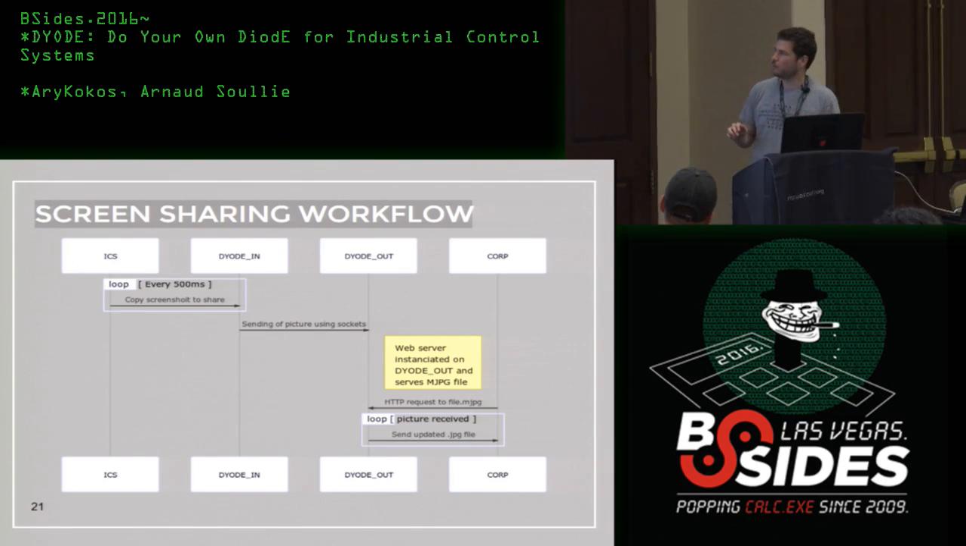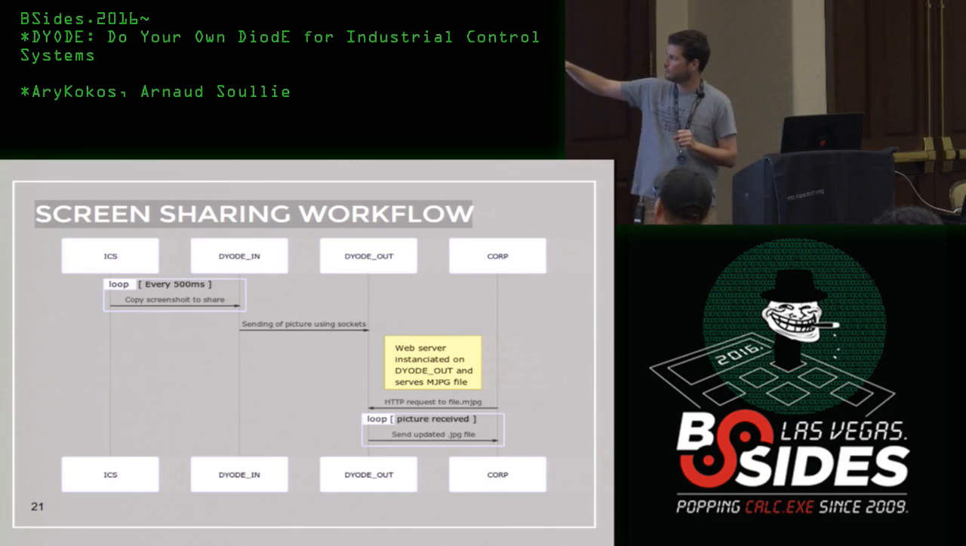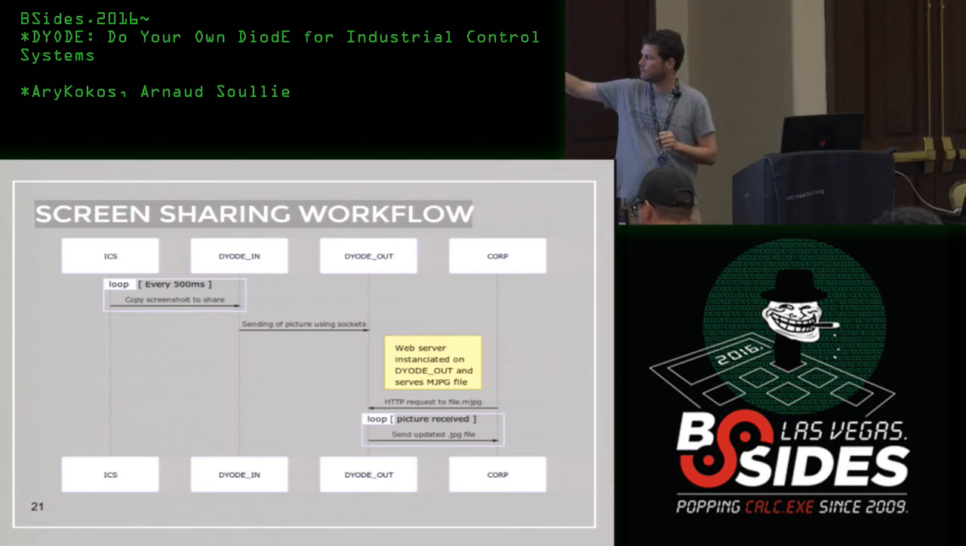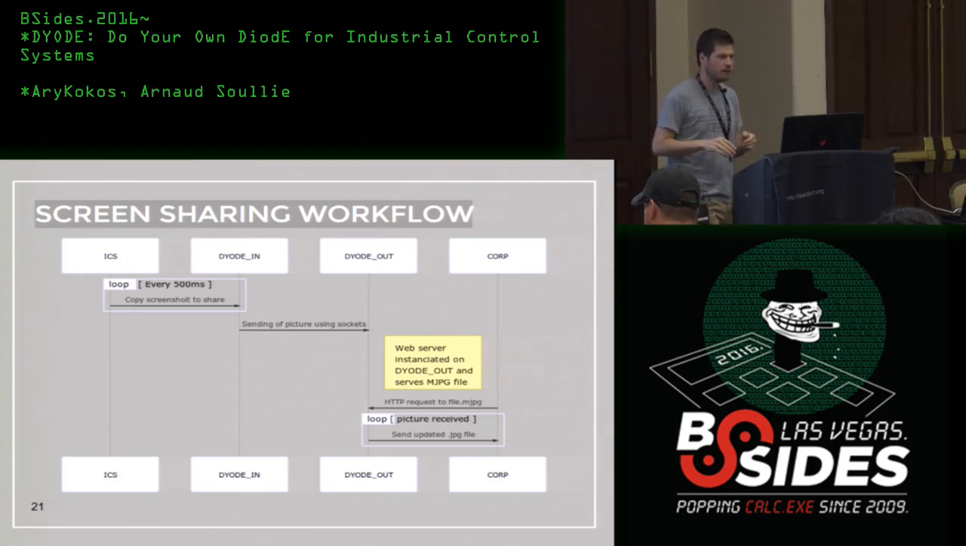Then the Raspberry Pi will use sockets to send the picture to the second Raspberry Pi, on which we instantiate a web server that will serve an MJPEG file. That's technology that's mostly used for webcams. So that means the client does a GET request to the MJPEG file, and then the server keeps sending the new pictures, and it looks like a video, where it's just a series of pictures. Does that answer the question on how it works?